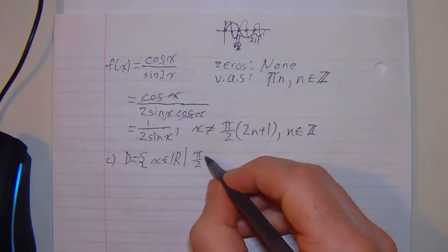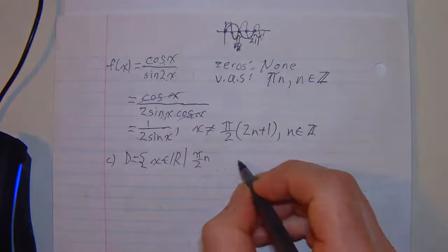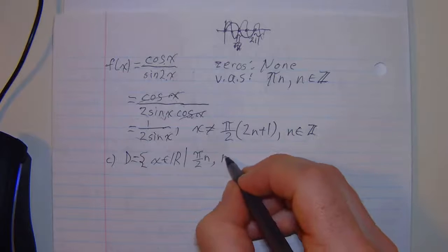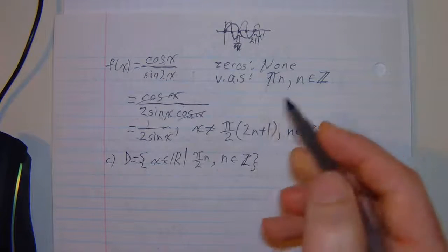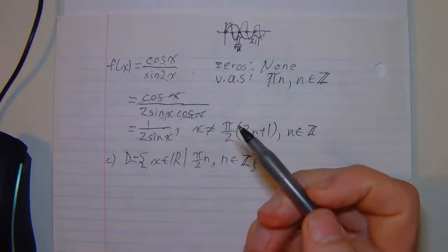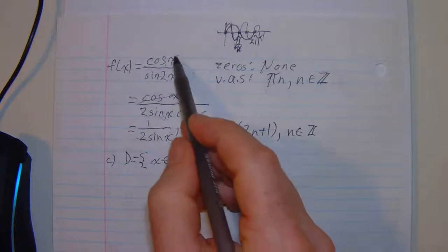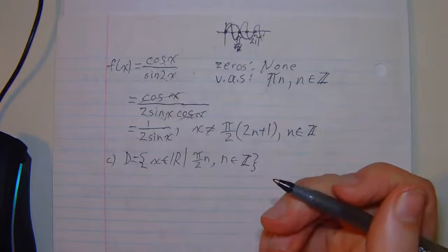So I really just need to multiply pi by 2 times any integer, n, and that will give me all the places where sine 2x has a 0, and therefore where the overall function is undefined.